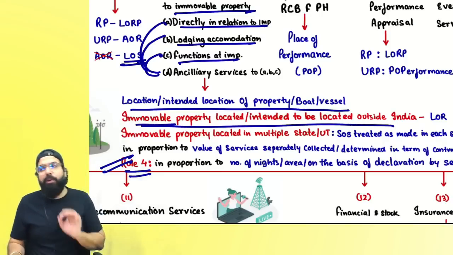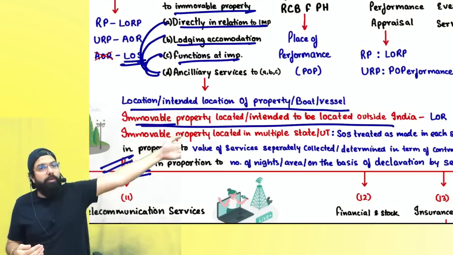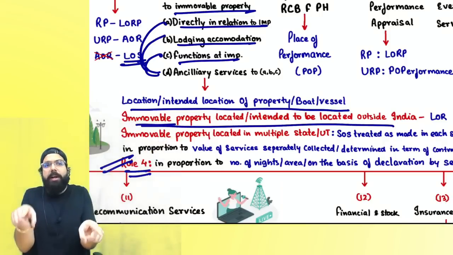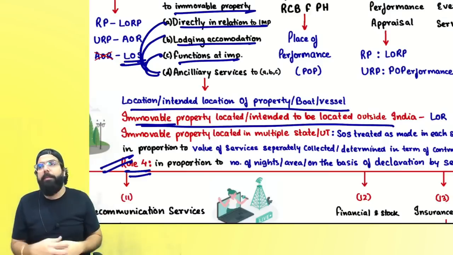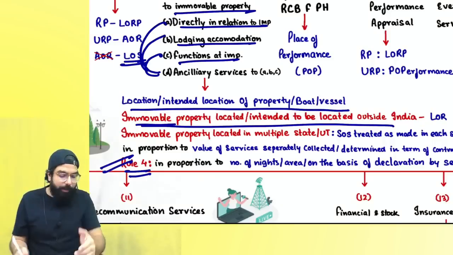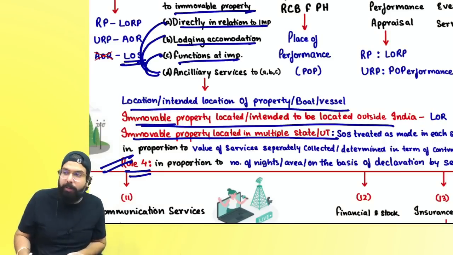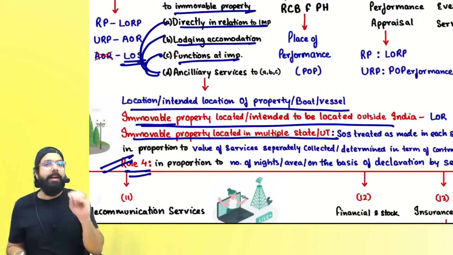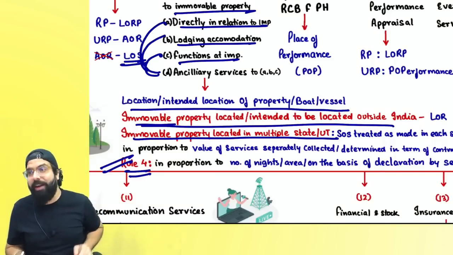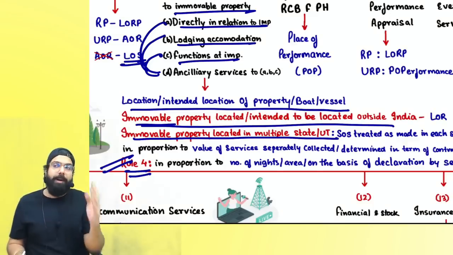Immovable property, if it is located or intended to be located outside India, always remember, because both supplier and recipient are in India, location of recipient becomes the place of supply. Always remember one thing, if you have provided a service with respect to an immovable property, and the immovable property is located in multiple states, then the place of supply will be in multiple states.